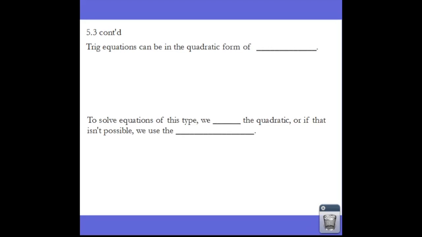Today we're going to continue talking about solving trigonometric equations, but this time we're going to look at solving them in the quadratic form. All quadratic equations have a similar form, and trig equations are no different for that. So trig equations can be in the quadratic form of ax squared plus bx plus c. To solve equations of this type, we factor the quadratic, or if this isn't possible, we'll use the quadratic equation.